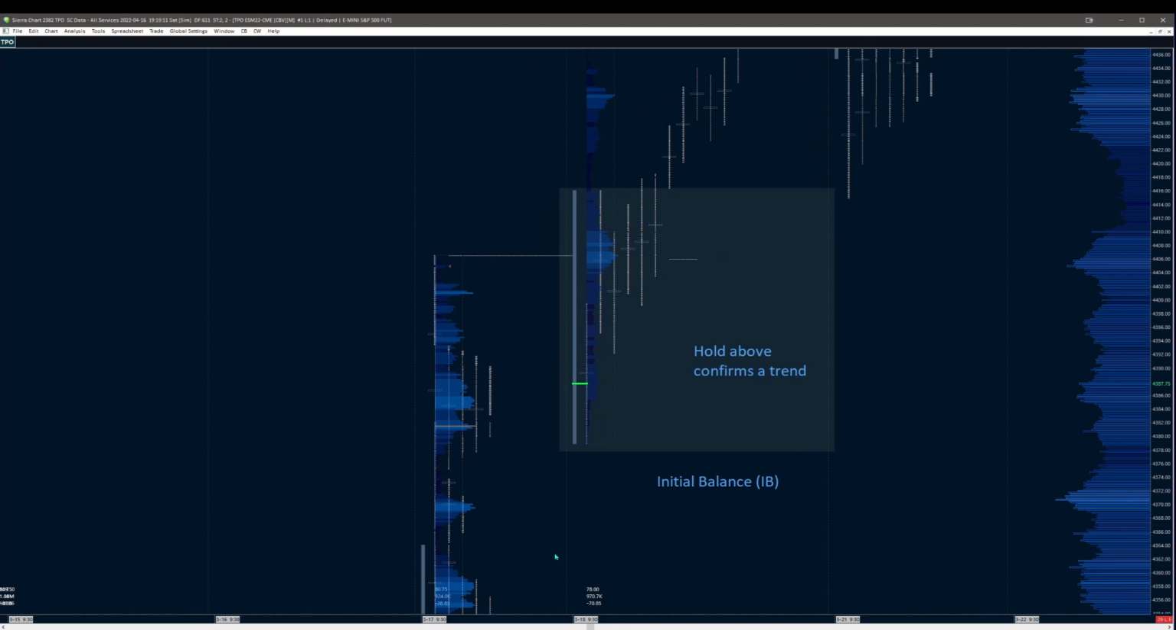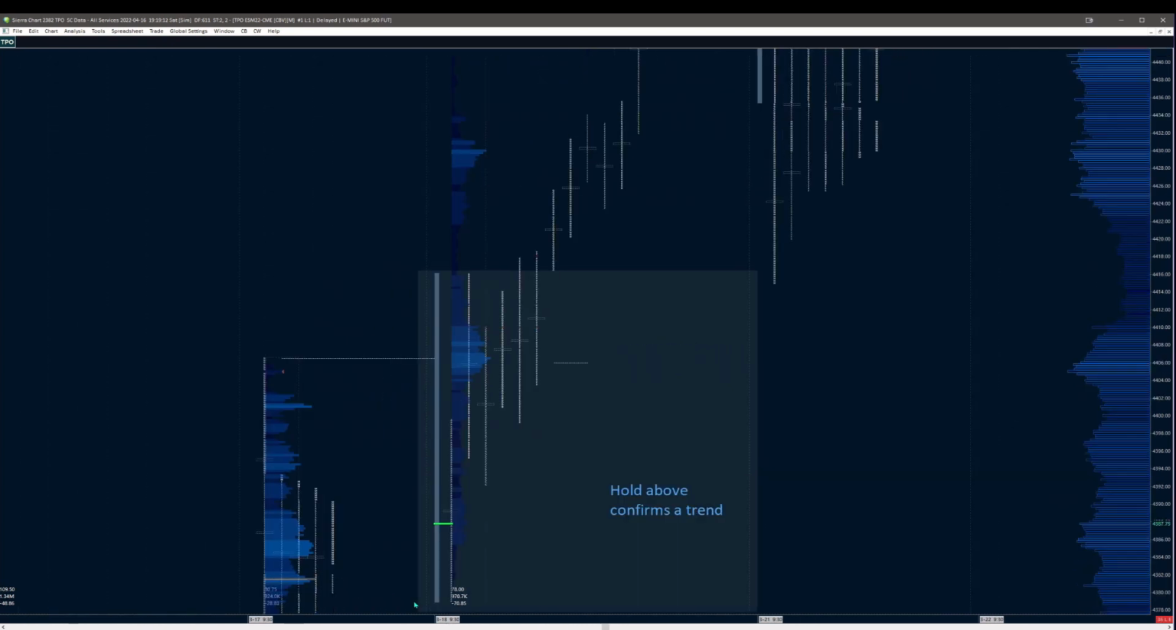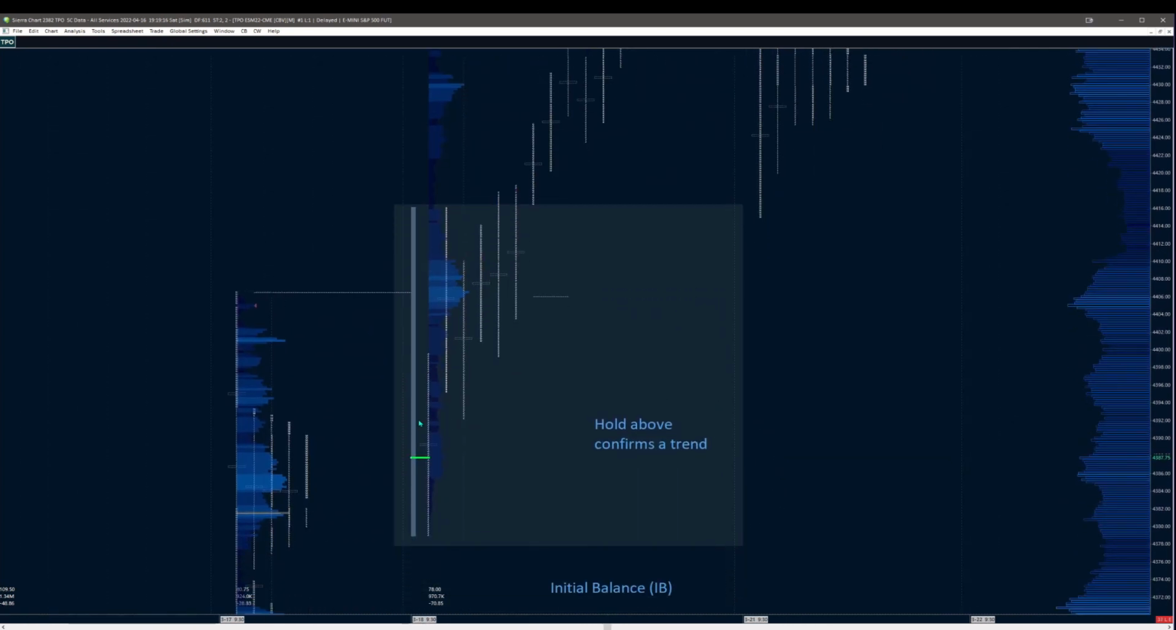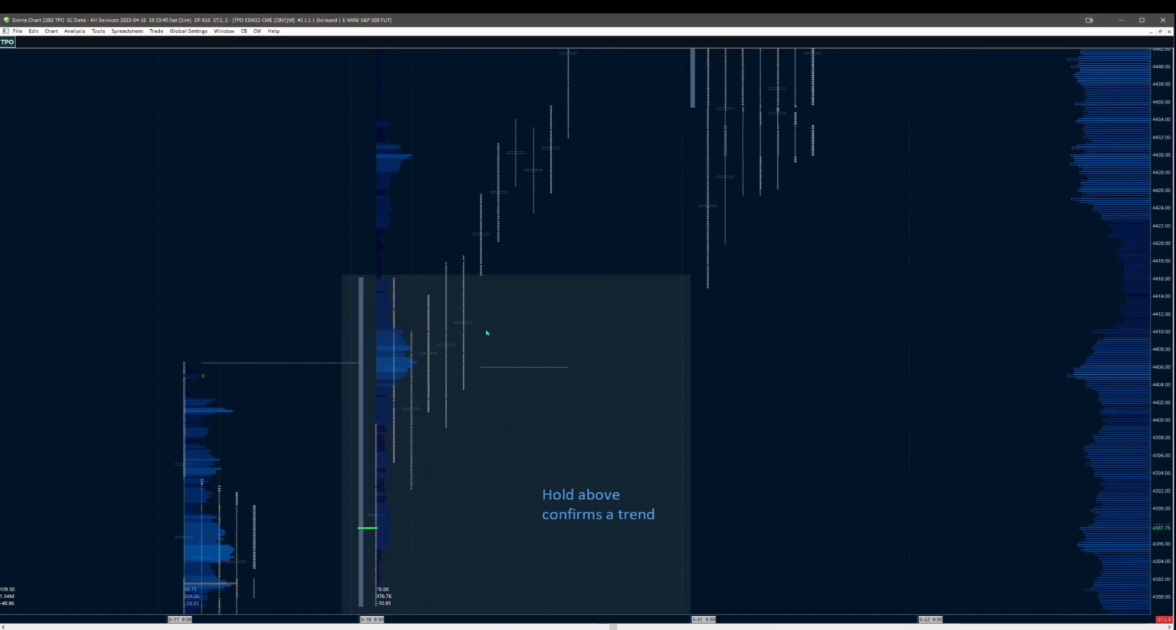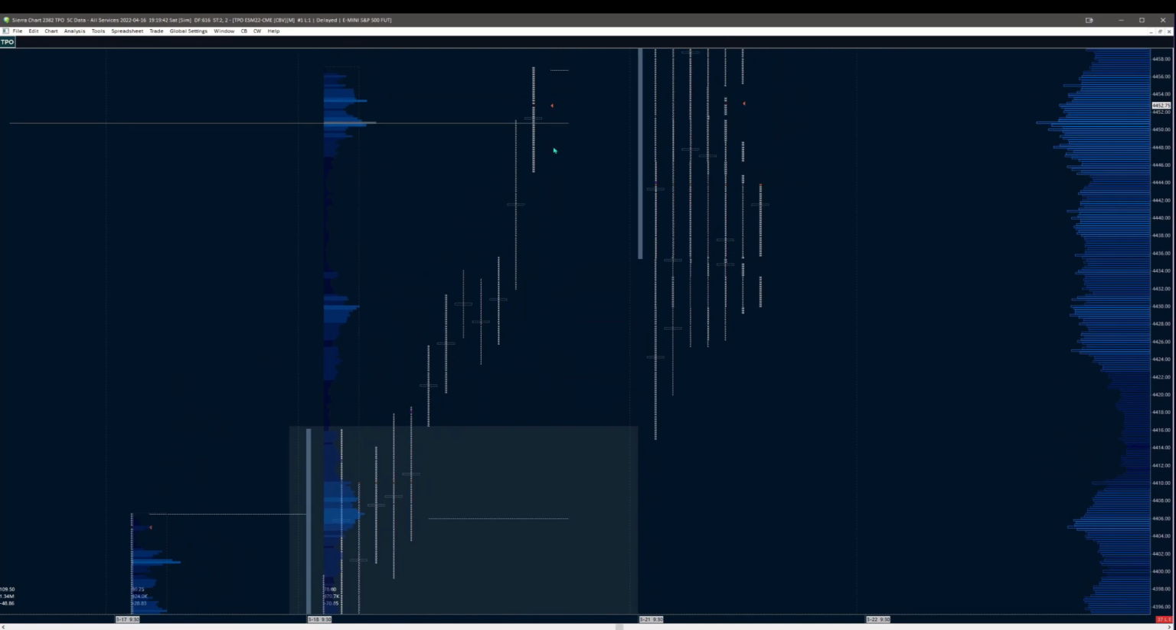The first period of the TPO, which is the A period plus the B period, equals our initial balance, our IB. Using the IB, you can confirm trends, where if you can hold above or hold below an initial balance, it sets the mood for the day. In this case, it became a trend up, though more like a grind up for this day.